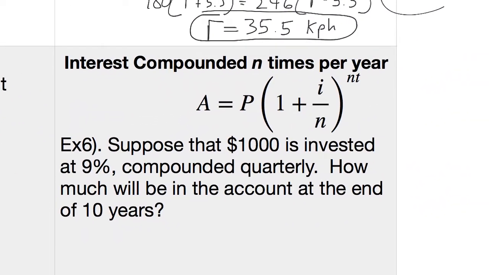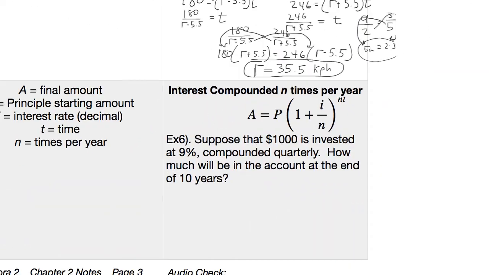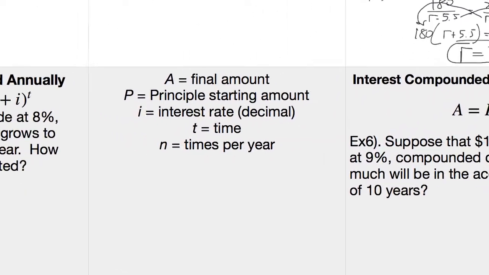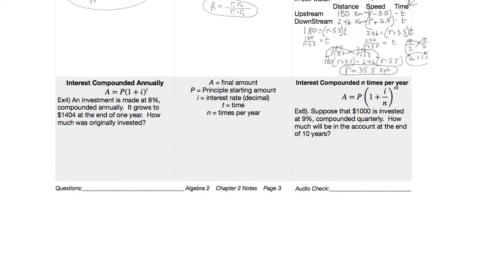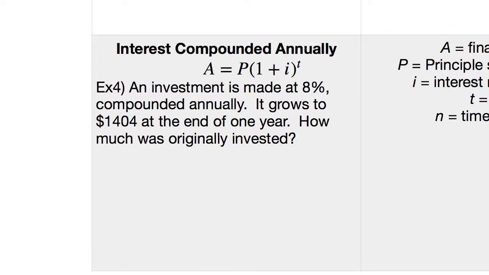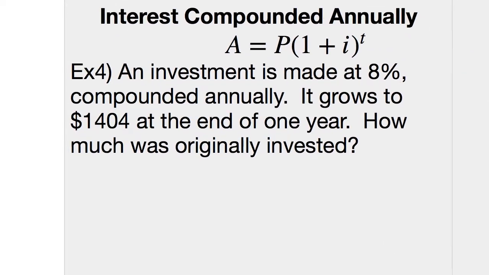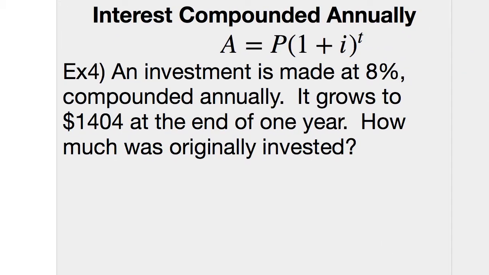In this formula, it's very similar, except you also have the n, and the n is going to be how many times a year. So the real question is, are they going to pay you that interest every year, or every 6 months, or every 3 months, or every month, every week? How often are they going to give you interest? And if it's just going to give you interest once a year, they say it's compounded annually. So we're going to use this equation right here.